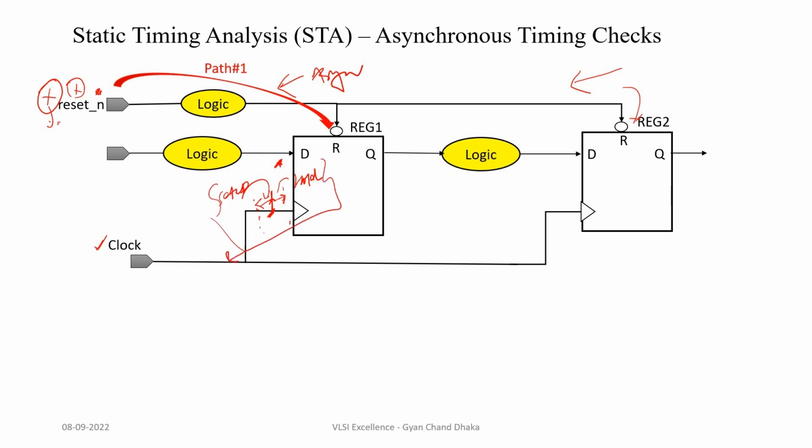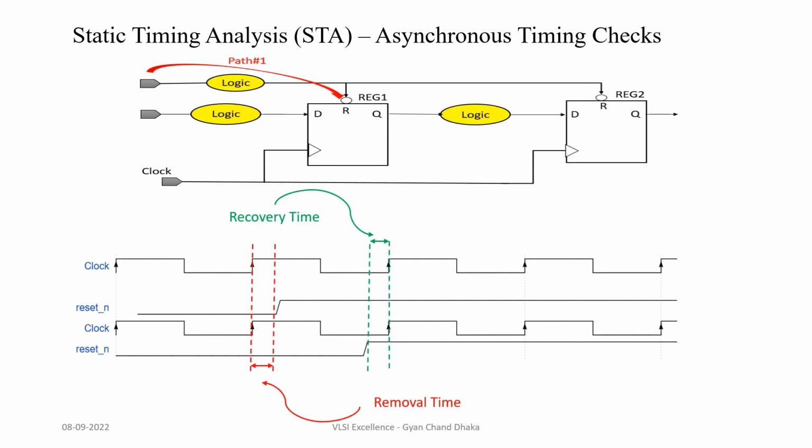Similarly, we have other timing constraints which are called asynchronous timing checks, because those checks are related to the asynchronous ports of our design, and those checks are called the recovery check and removal check. The recovery time is similar to the setup check, where the reset signal should be stable for some time before the clock edge. And like the hold check in synchronous timing checks, the asynchronous signal should be stable for some time after the clock edge. This is removal time. So hope this is clear.